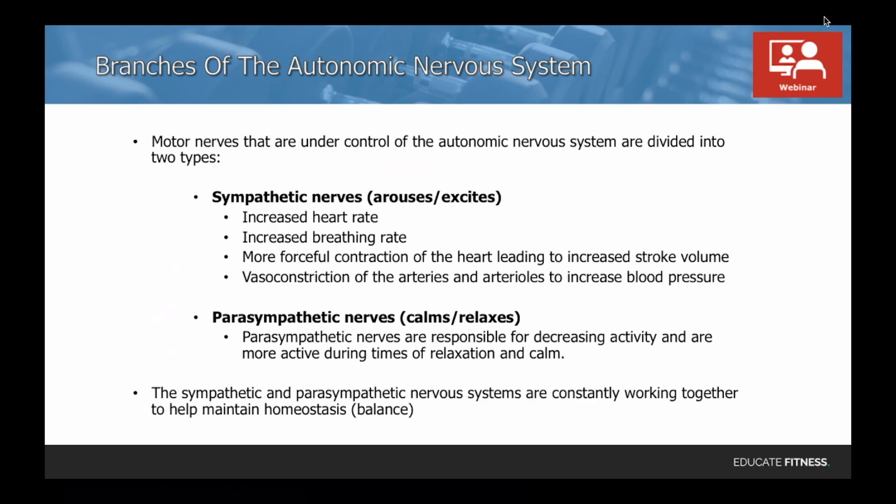So now let's move into your parasympathetic nervous system branch. This is for resting and digesting. It's going to be there to calm the internal conditions of the body and to relax. The parasympathetic nerves in the parasympathetic branch are responsible for decreasing activities and are more active during times of relaxation and calm. So even though there are these two branches, there's not one that's on and one that's off, they're always both working together to bring that homeostasis.